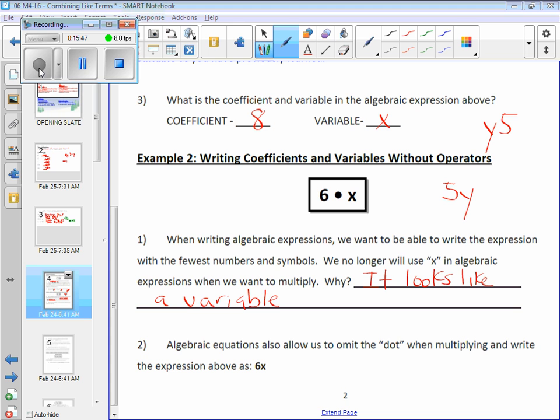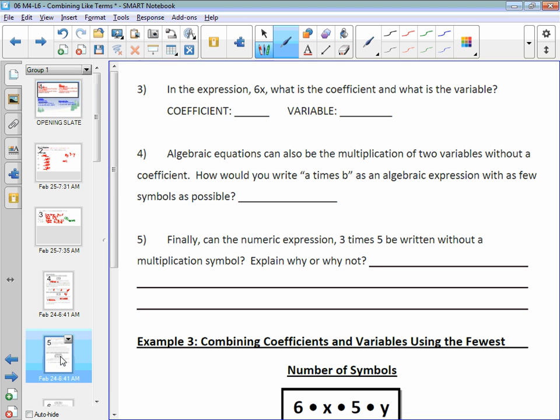What about 6x? What's the coefficient? Variable. Yeah, you need both. Great.